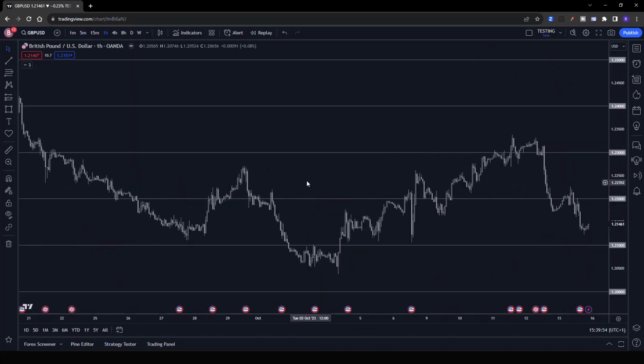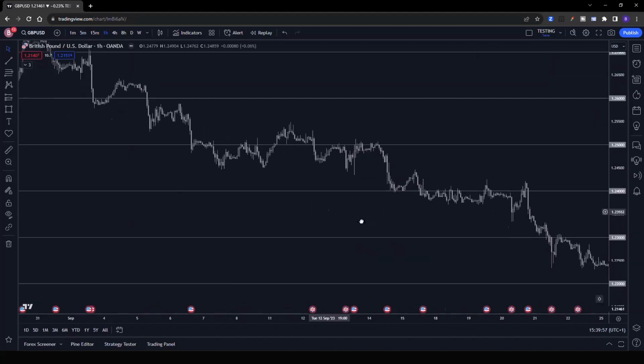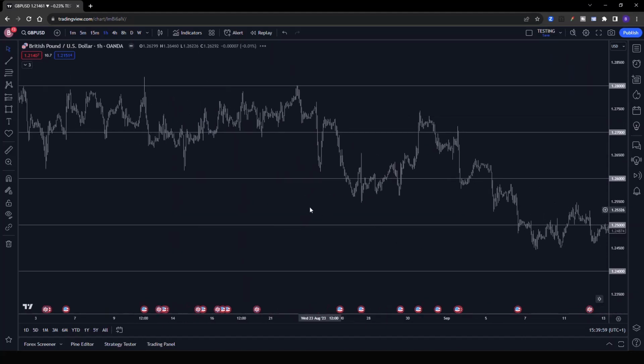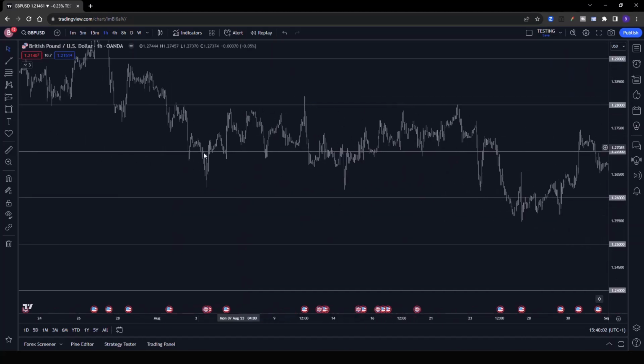Now if I just zoom right out, you can see just how well these round numbers work. Look at this fantastic range here, just completely contained between these two round numbers.